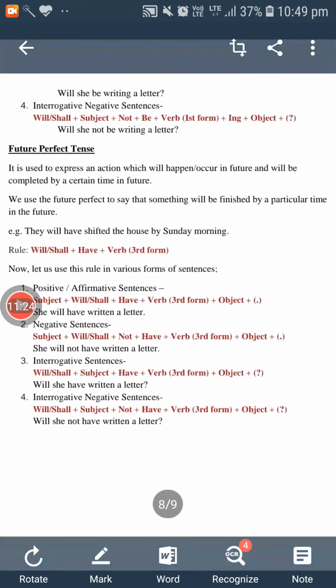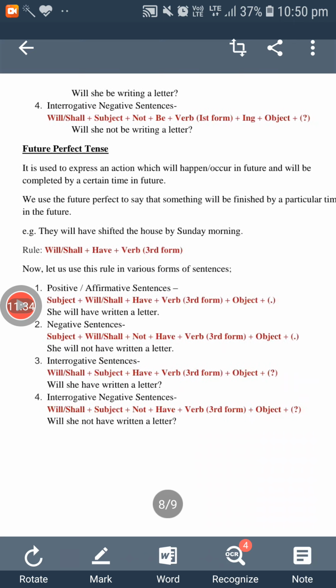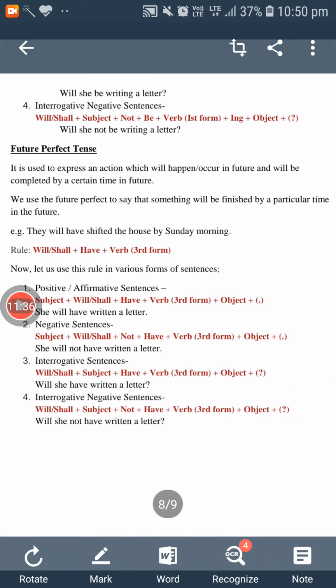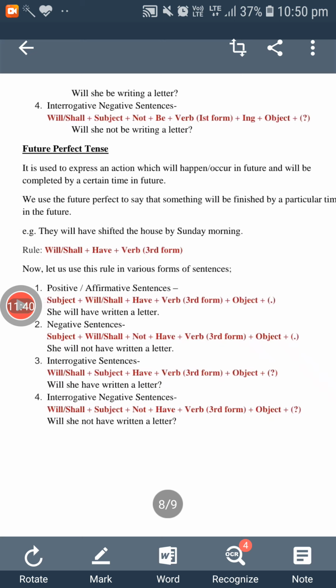Coming up to future perfect tense, it is used to express an action which will happen in the future and will be completed by a certain time in the future. We use the future perfect to say that something will be finished by a particular time in the future. For example, they will have shifted the house by Sunday morning.